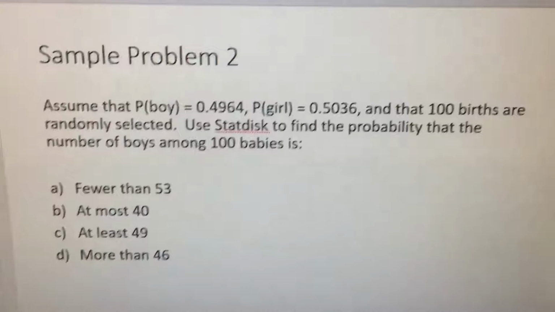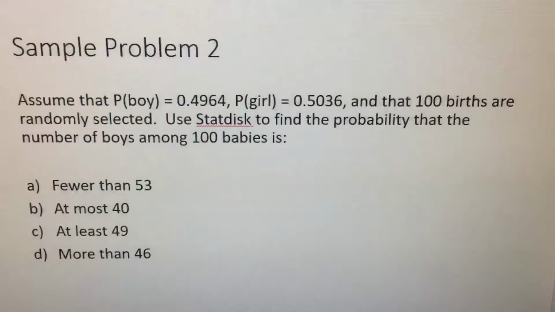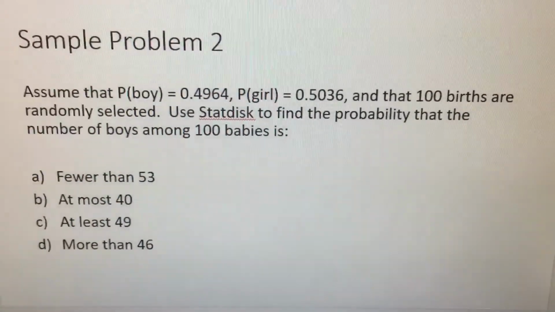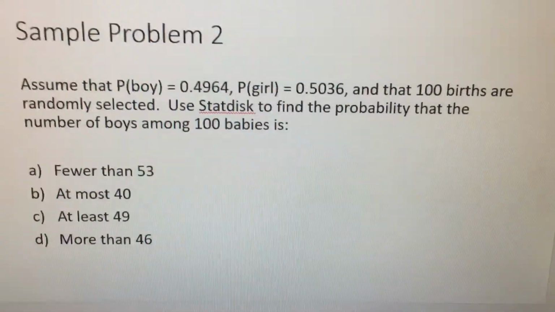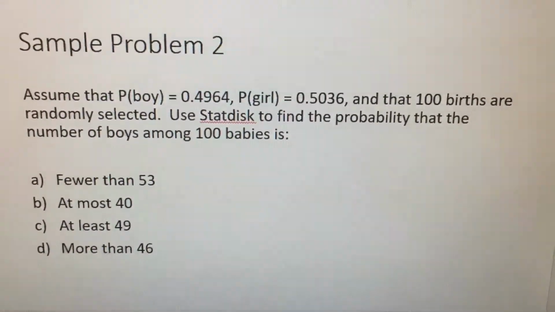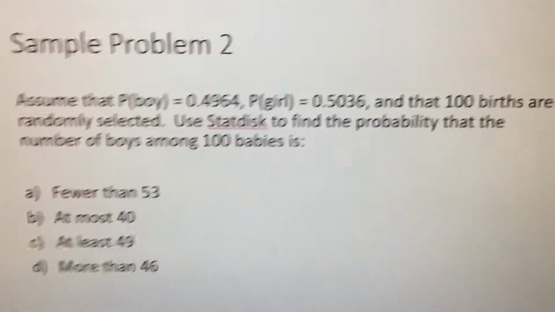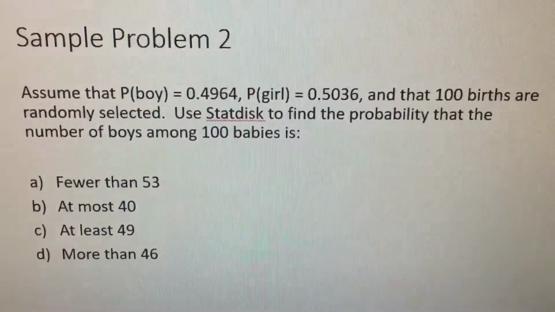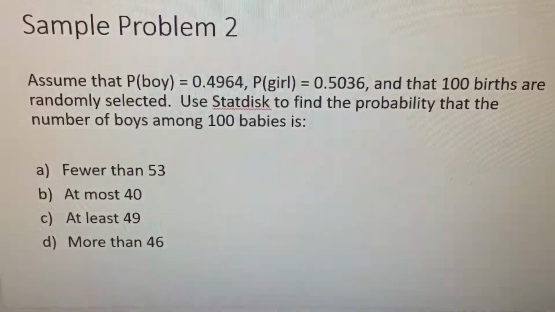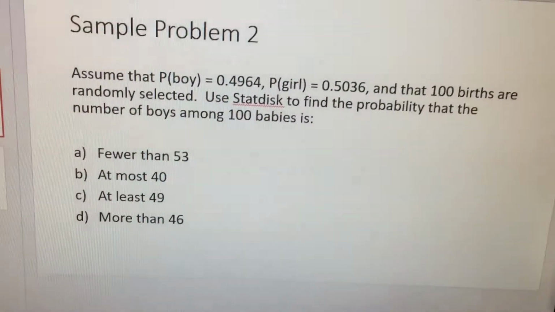Now here's number 2. Assume that the probability of a boy is equal to 0.4964 and the probability of a girl is 0.5036, and that 100 births are randomly selected. Here you're going to use StatDisk to find the probability that the number of boys among 100 babies is A, fewer than 53, B, at most 40, C, at least 49, and D, more than 46. Okay?